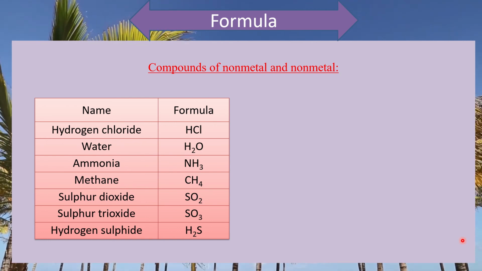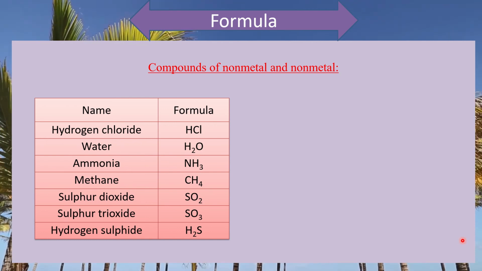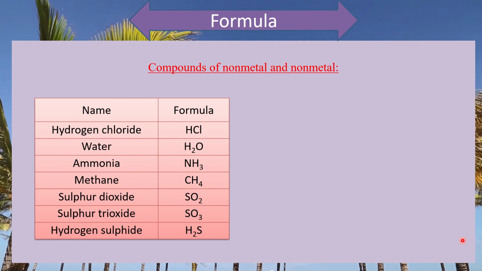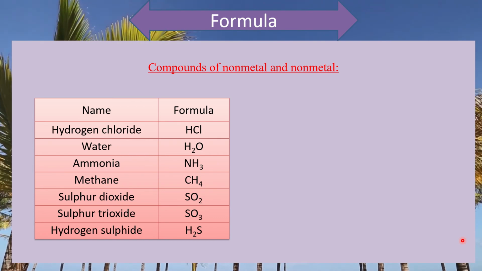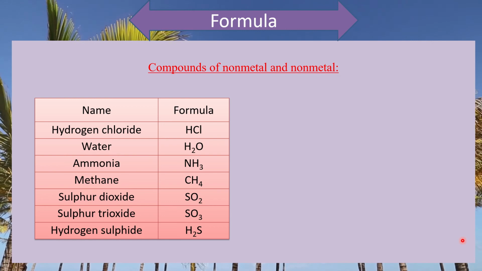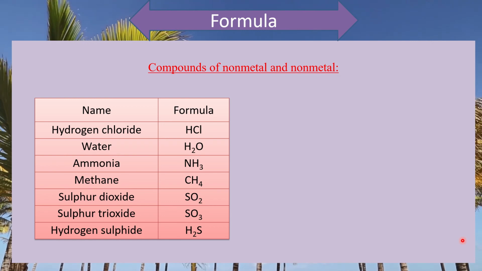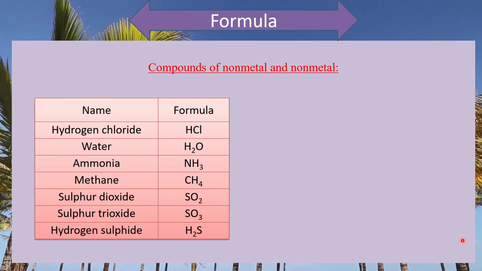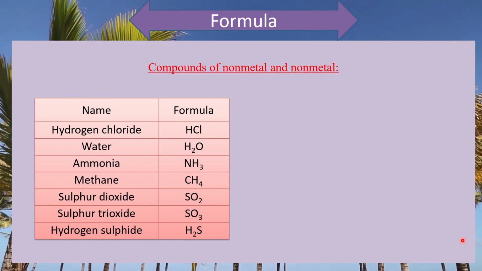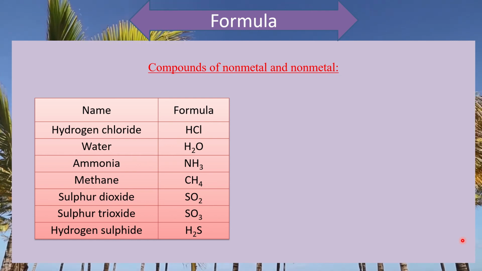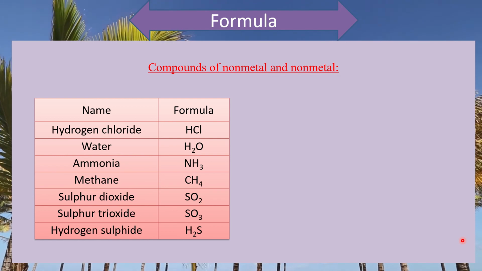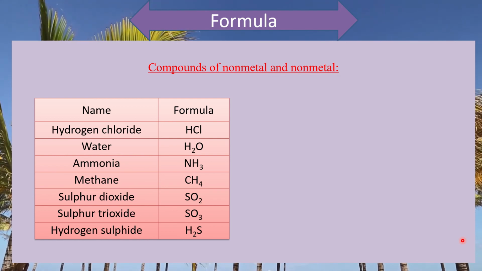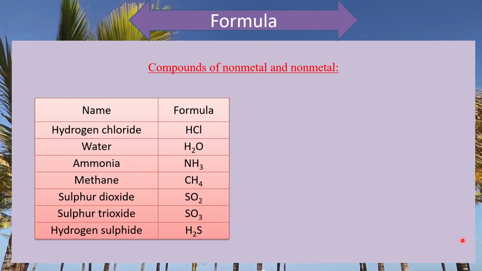Ammonia, NH3, methane, CH4, sulfur dioxide. Sulfur and oxygen make two compounds. The valency of oxygen is always 2. For sulfur dioxide, here the valency of sulfur is 4, and sulfur trioxide, here the valency of sulfur is 6. Sulfur dioxide SO2, sulfur trioxide SO3. Hydrogen sulfide H2S.